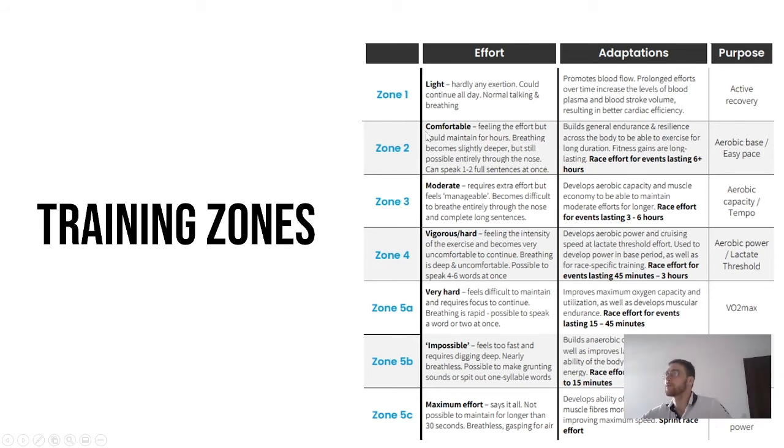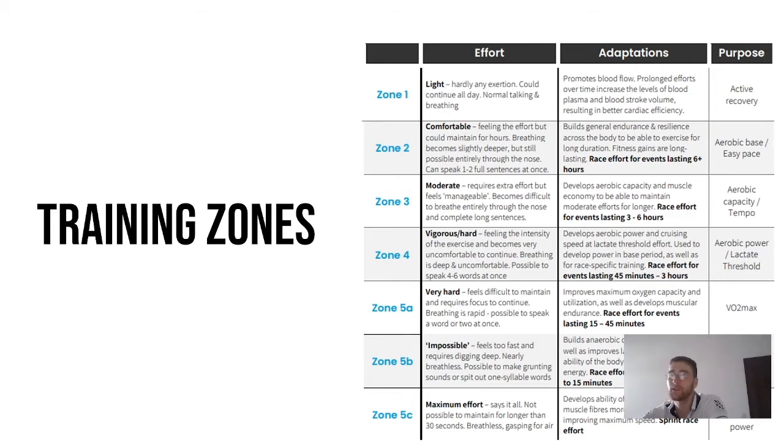Roughly to jump through it, zone 1 is a light effort. It's used for active recovery, and you can see here that it promotes blood flow, simply used primarily for recovery. Or if we talk about base building, then we need to go really long there. We need to go 2 or 3 hours at least to get a training benefit. And obviously for running or impact sports, that's not possible. But if we talk about kayaking, cross-country skiing, cycling, that's a way to grow the aerobic base.